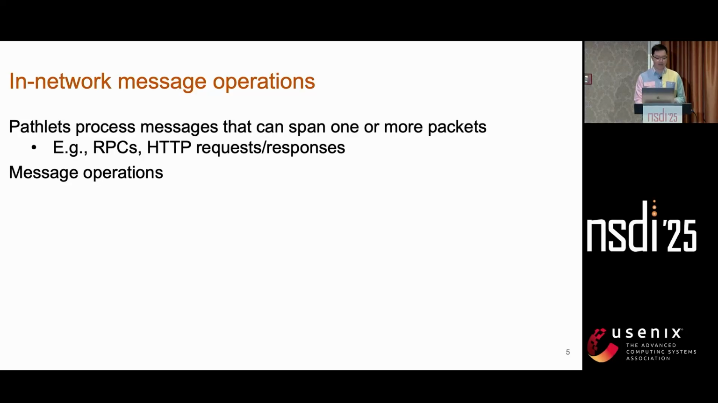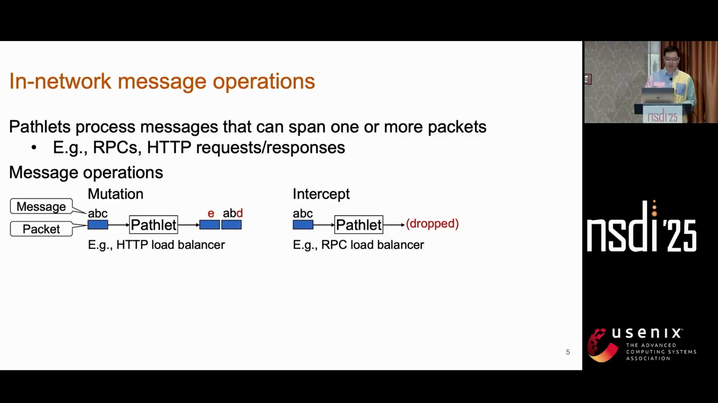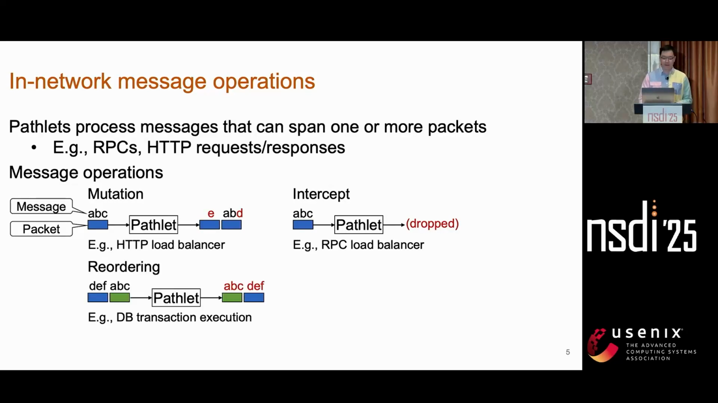First, the pathlet may change the payload of the message, sometimes in a way that changes the length of the payload. For example, an HTTP load balancer can wish to insert a cookie to the HTTP header. Second, a pathlet can intercept the message, an example being an RPC load balancer that drops a request that it deems will anyway violate the SLO. Then there's reordering, where a pathlet can deliberately reorder the messages. A pathlet that accelerates database transactions, for example, can do this to improve the server performance.